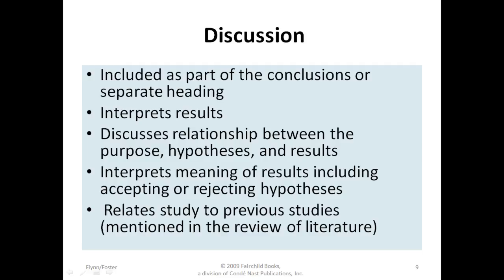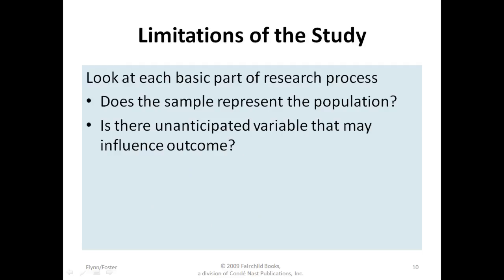So looking at an example of how you would relate the study to previous studies, an example would be so-and-so researcher found in 1986 that peers influence teens' purchases the most. However, the researcher in this study found that parents influence teens' purchases more than their peers. So that'd be an example of how you would relate it back to a previous study. Next, we're going to look at the limitations of the study.